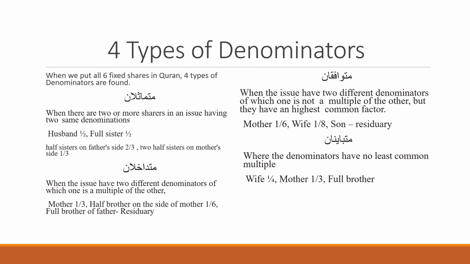Again, just for revision: 1 by 2, 1 by 4, 1 by 8, 2 by 3, 1 by 3, 1 by 6, and sulusul baqi, which is 1 by 3 of the remaining. Now you get it. In these fractions, there are four types of denominators. What are they? One is mutamathilani, second is mutadakhilani, third is mutawafikani, fourth is mutabayinani.